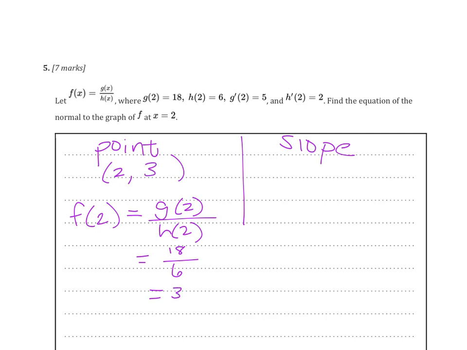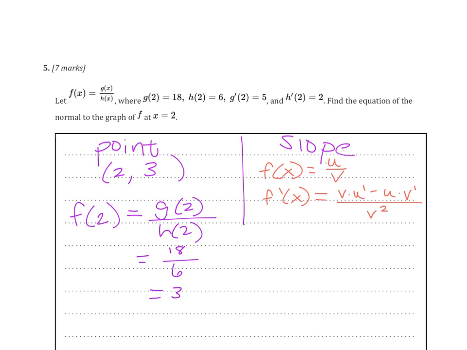So we found the point, and now we need to find the slope. And slope, we know, always comes from the derivative. So we need to find f prime of x. But notice what we have here is a quotient of 2 functions. So we can't just say the derivative of f would be the derivative of g divided by the derivative of h, because we have to use the quotient property. So the quotient property says this. So here's our quotient property.